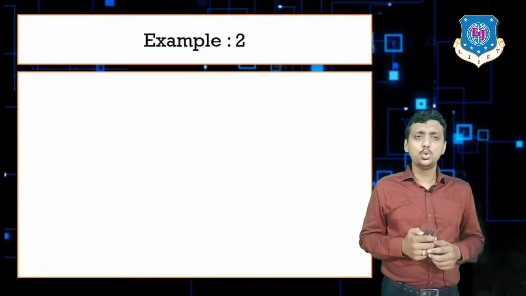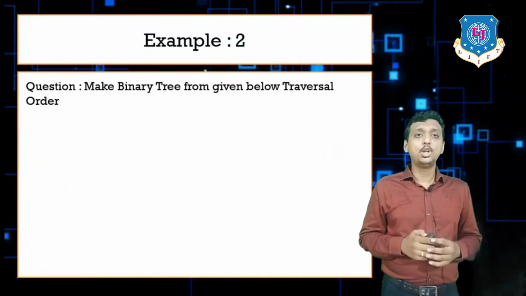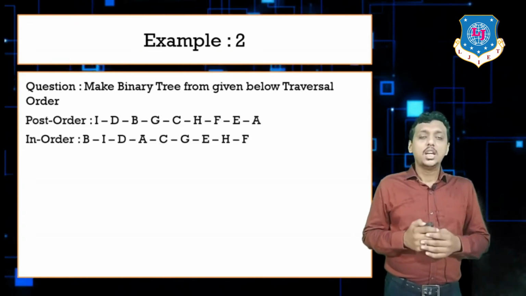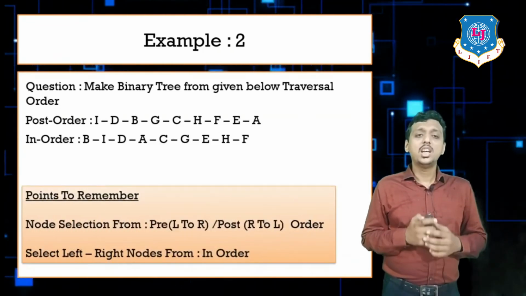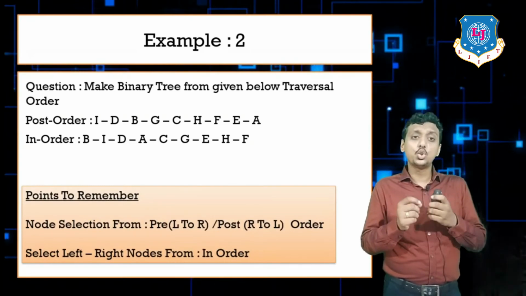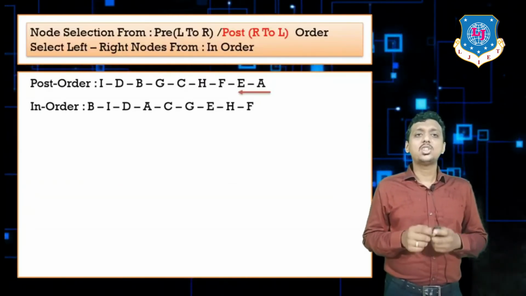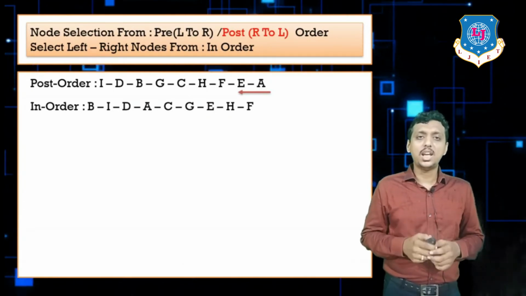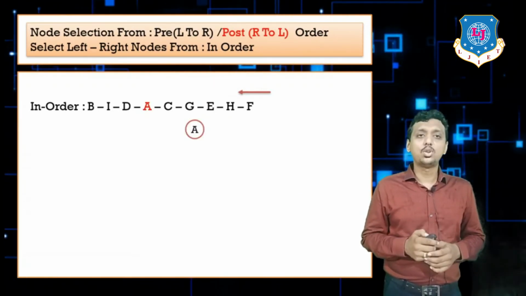This is example number 2, students. We have a question like make a binary tree from the given below traversal orders. So here we have the post-order and in-order traversals. See, students, here we have post-order, so we should go from right to left. Okay, so first selection of a node must be done from right to left. That must be node A. So here it is. This is root node A.